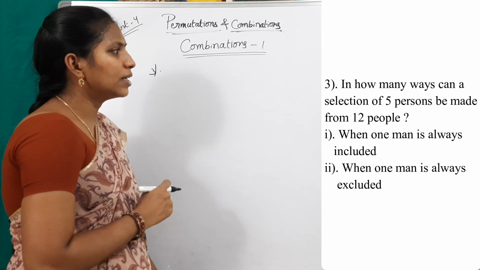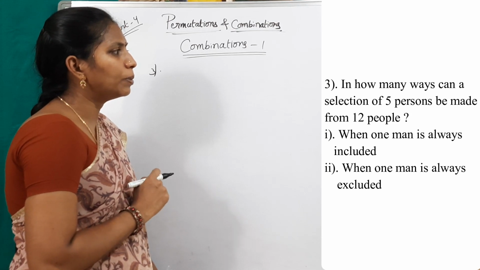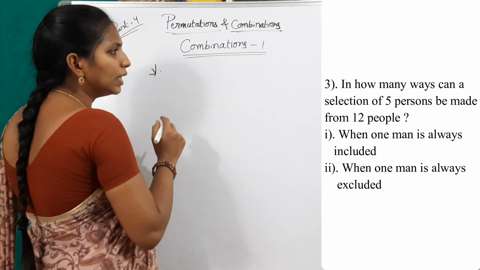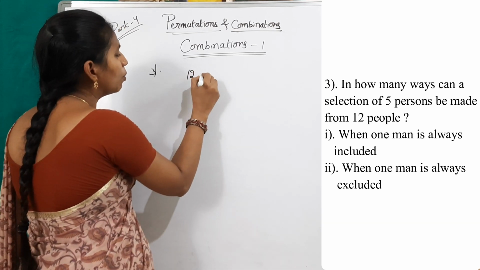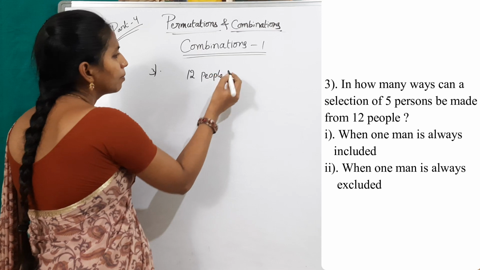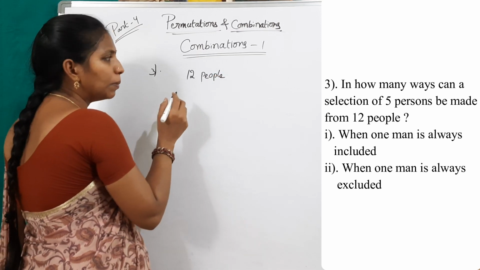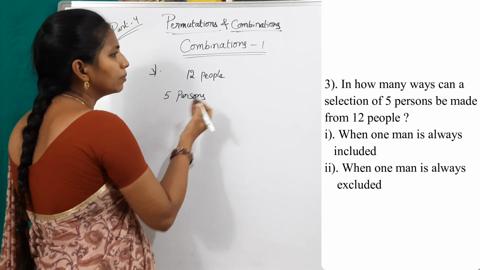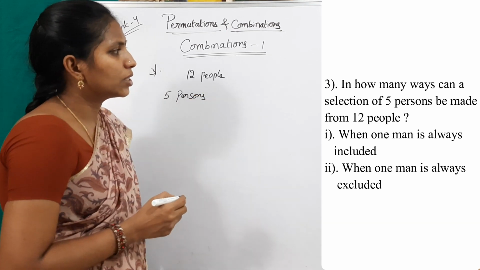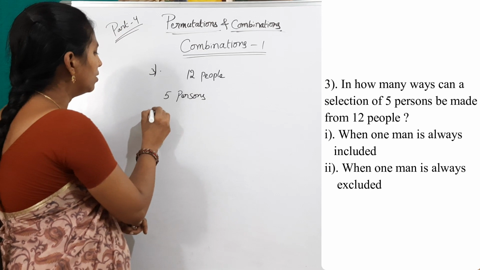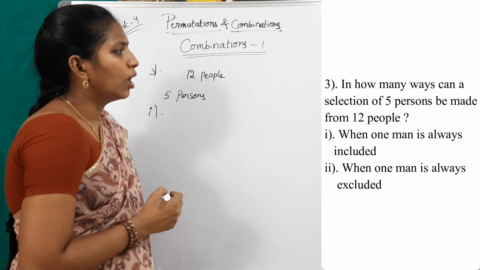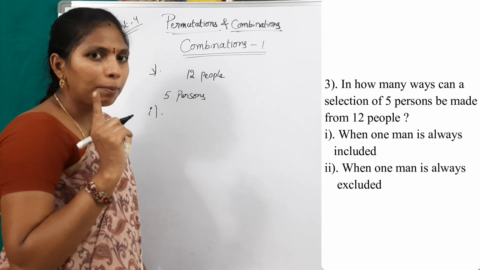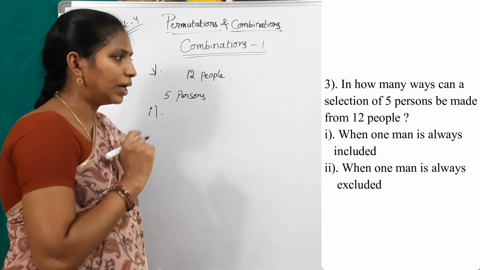In how many ways can a selection of 5 persons be made from 12 people? Totally there are 12 persons, 12 people. But we have to select how many persons? Select 5 persons or 5 people. There are some conditions. First sub question: when one man is already included.